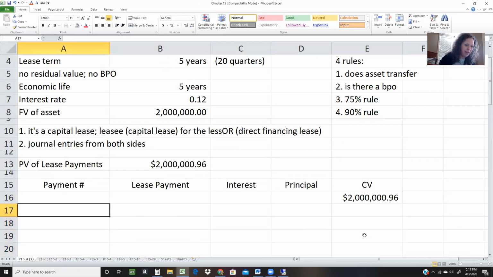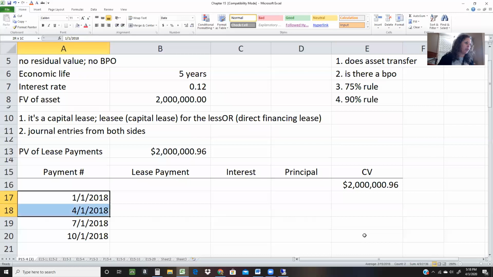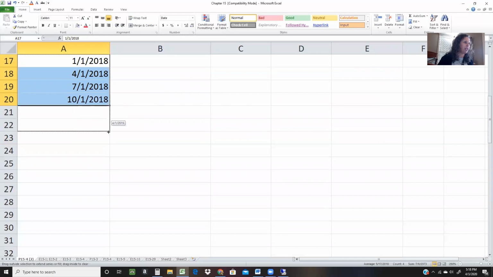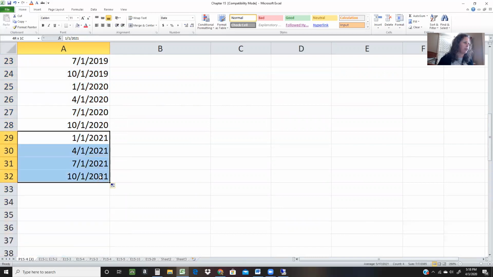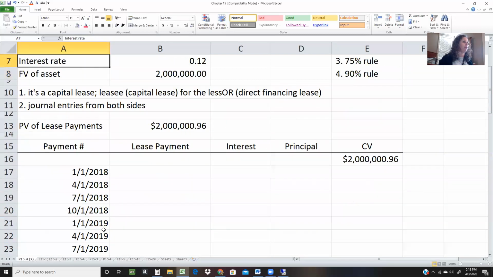So we have our payment number. So basically we make a payment immediately. And so our first payment, I mean, we could do 1/1 of 18 and then 4/1 of 18 and then 7/1 of 18, 10/1 of 18, and so on. So if we do that, that's 1 year worth. And I want it to go for basically 2 years, 3 years, 4 years. There's 4, and I need 1 more year because I said it was 5 years. So it goes through 10/1 of 22 should be our last payment. So I think I got that right.